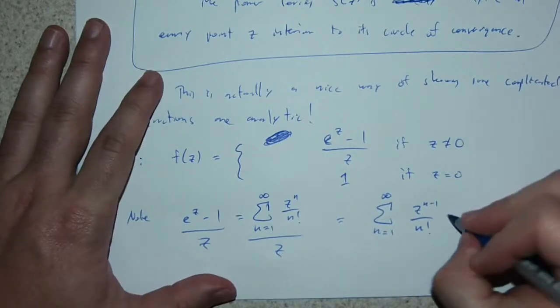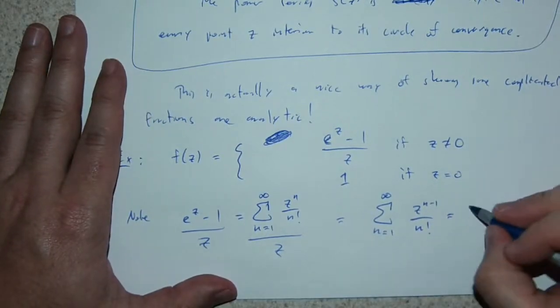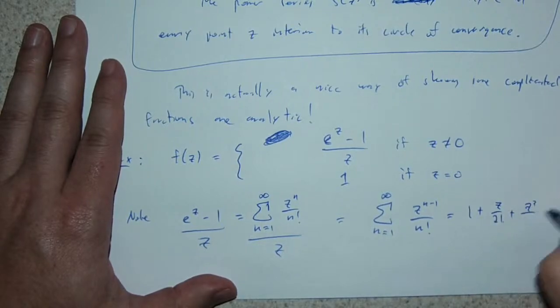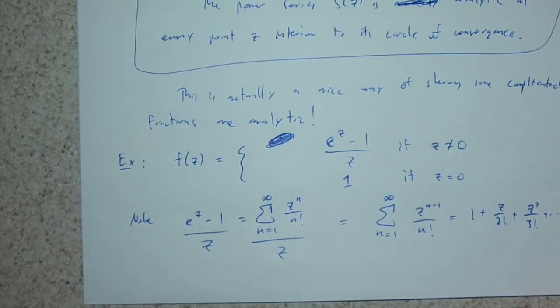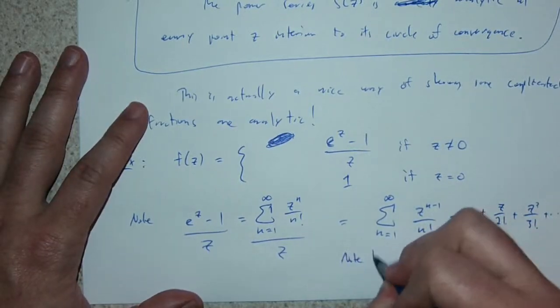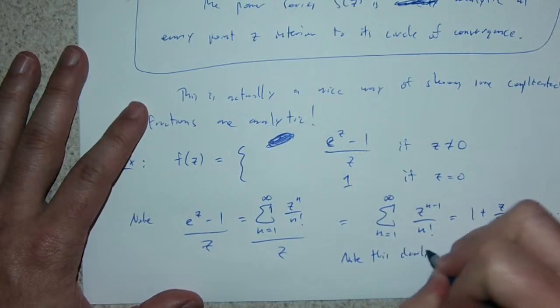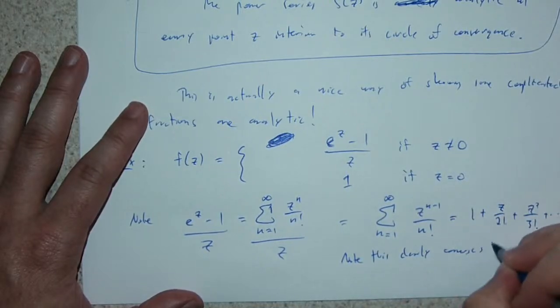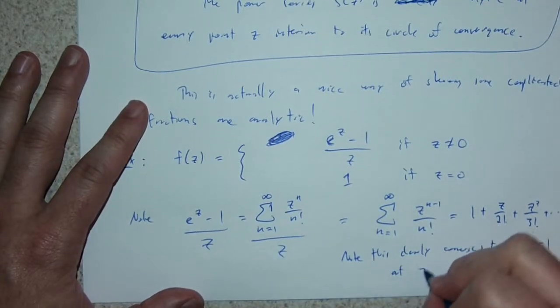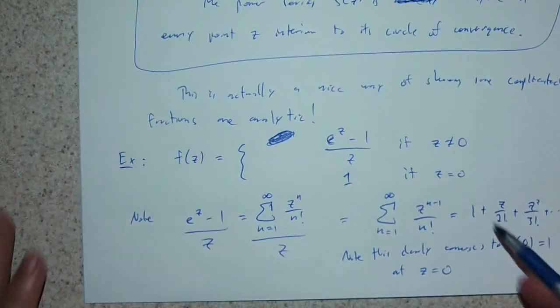All right, and so this thing is what? This is 1 plus z over 2 factorial plus z squared over 3 factorial, and so on. Okay. So notice that this is perfectly valid when z is not equal to 0, but it's also valid when z is equal to 0, right? Note, this clearly converges to f of 0, which is equal to 1 at z equals 0. Just plug it in, z equals 0, it's clearly 1.